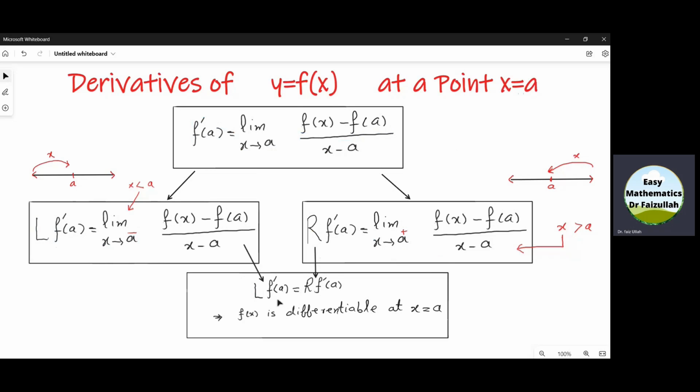Now, if the left hand derivative and the right hand derivative are equal, we will say that the function is differentiable at the point x equal to a. Otherwise, we will say that the function is not differentiable.